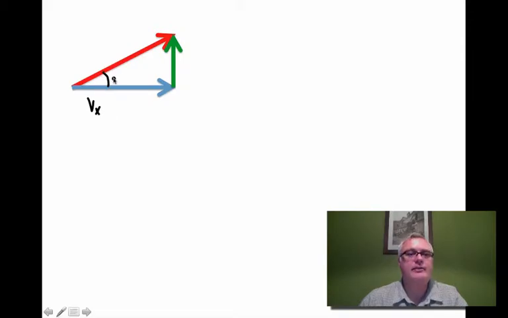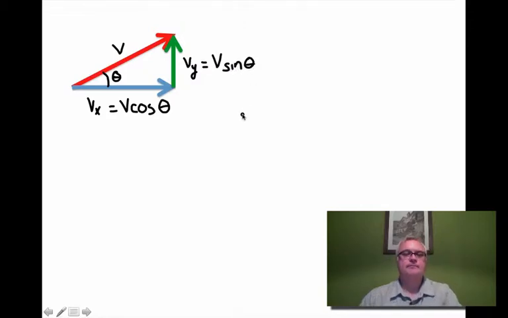And to find the x component of this vector v, it's the adjacent side of this triangle. So it would be v times cosine of theta. This is the y component. It's the opposite side of the triangle, so this would be v times sine of theta. And that's how we find the two component vectors that add up to give me this resultant.